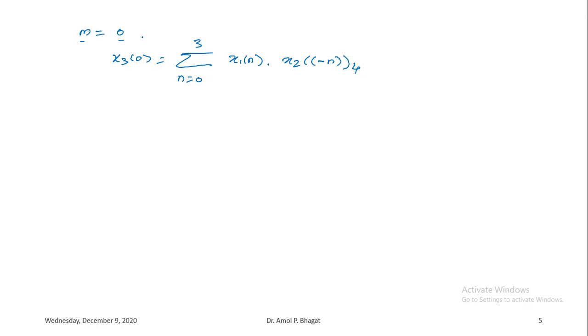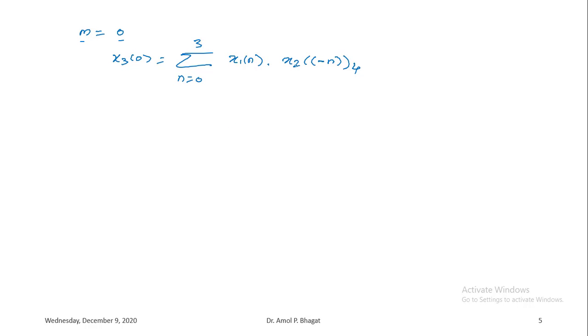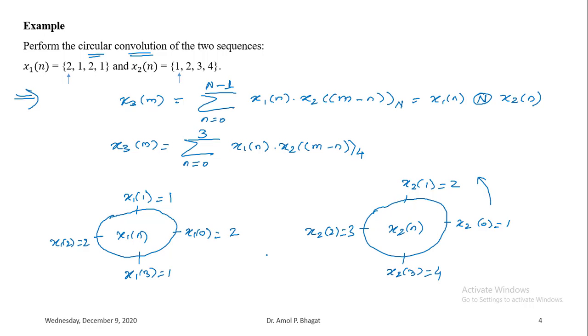Now see, we have already graphed this sequence x1 of n on the circle. So we have x1 of n already indicated here on the circle. But we need here x2 of minus n. So to get this x2 of minus n, we have to circularly fold this x2 of n sequence. So how will this be circularly folded?